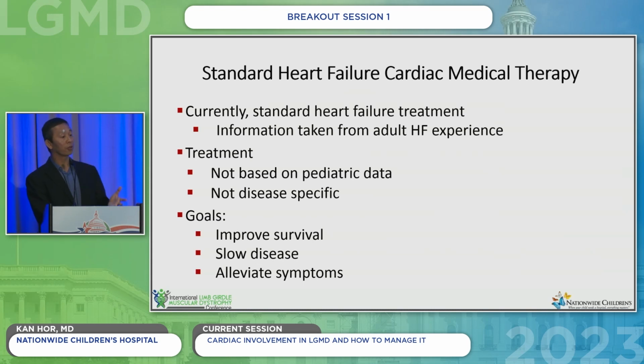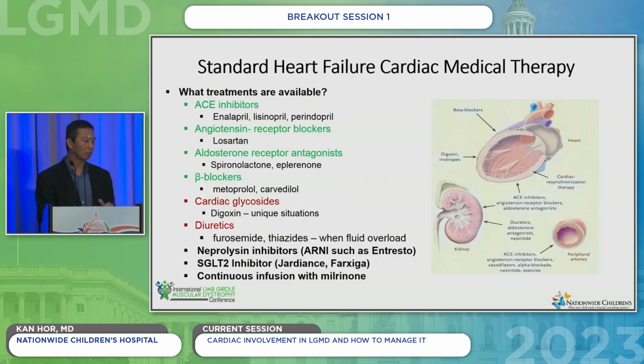Now, let's look at medical therapy. Current treatment therapy, like everything else, is all based on adult heart failure experience, not based on pediatric data for children, not based on disease-specific data for LGMD. But it has, in many papers, been shown to improve survival, slow disease, and alleviate symptoms, so that when the cure happens, you're in the best shape possible.